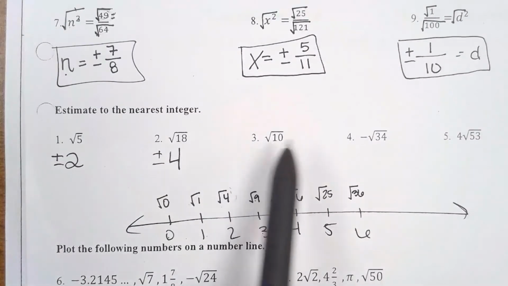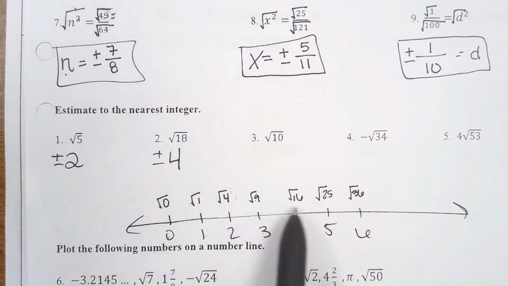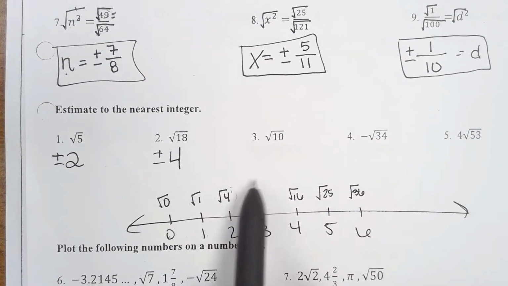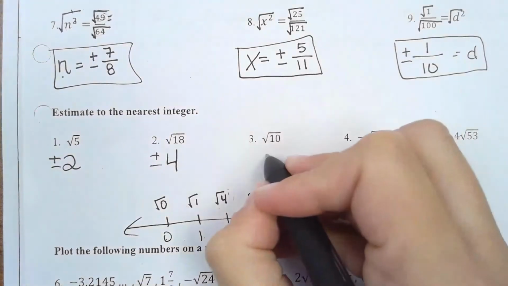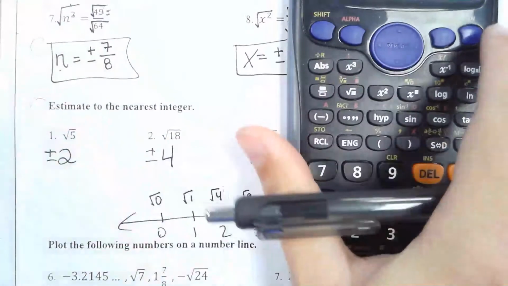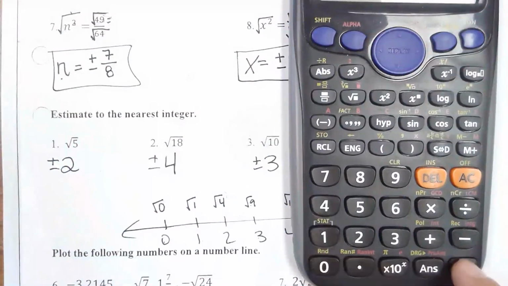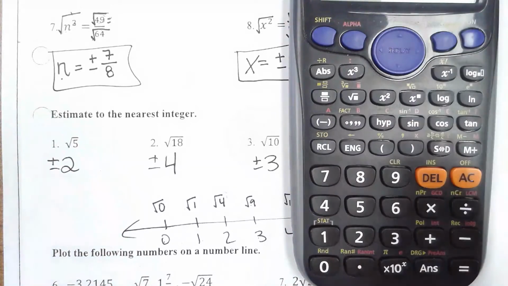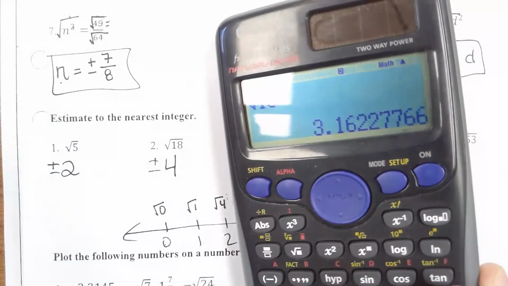Alright, and then square root of 10. So square root of 10 would fall in between square root of 9 and square root of 16. Square root of 10 is closer to the square root of 9, so I'm going to assume that I'm going to round it to 3, so plus minus 3. So let's see what we get here. So square root of 10 is 3.1, so I would round it down to 3.